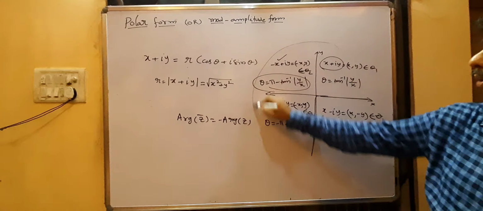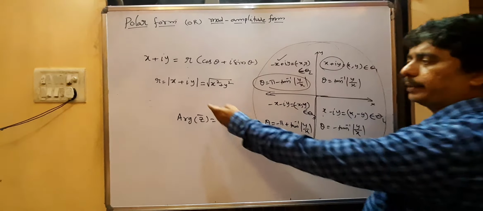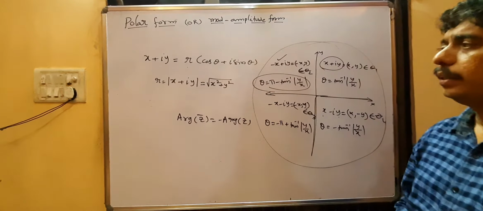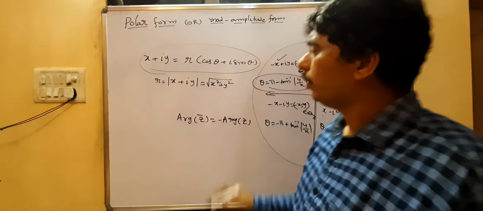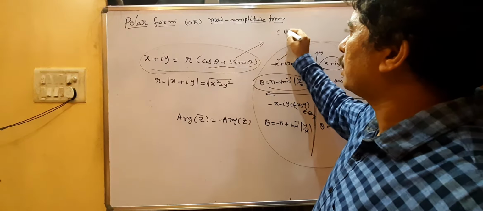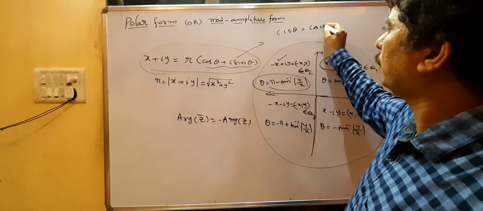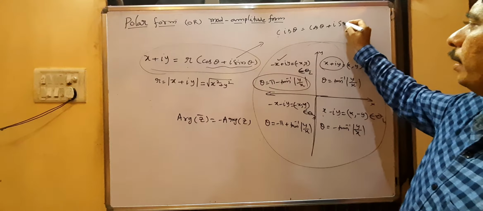Based on this table, you have to find the amplitude theta value, and r as the modulus of x plus iy. Then substitute in the formula r into cos theta plus i sin theta. This is called the polar form or mod amplitude form. This cos theta plus i sin theta is also denoted by cis theta: c for cos, i for imaginary, s for sin.